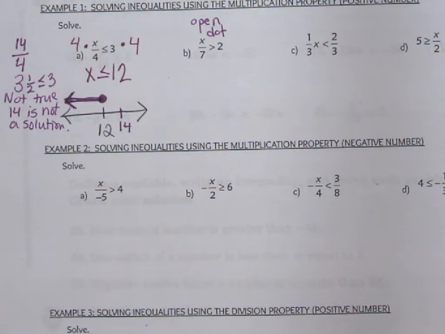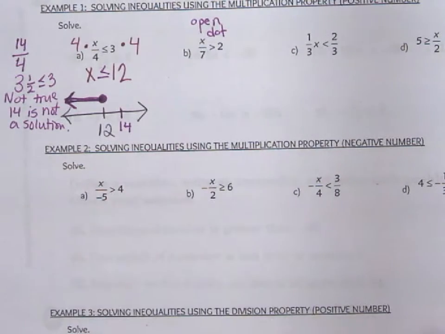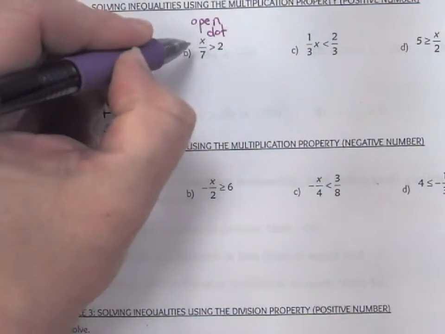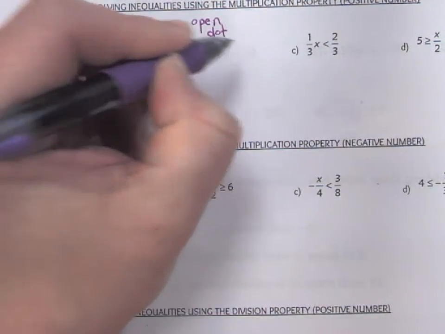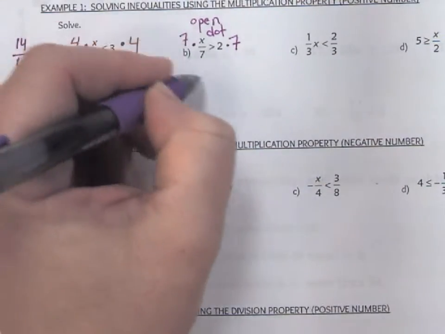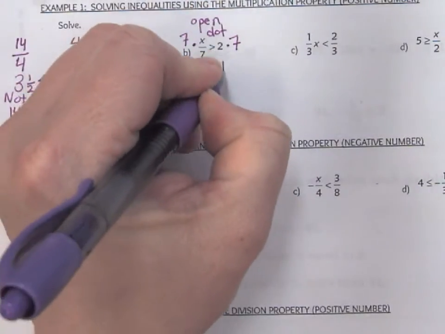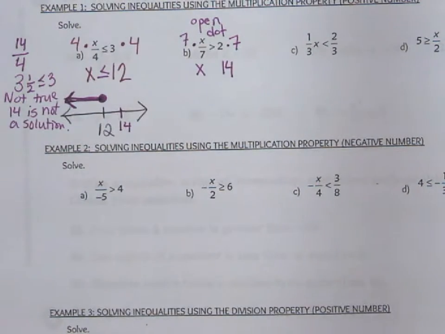Personal preference for that. All right, so now we have x divided by 7 is greater than 2. To get rid of dividing by 7, we are going to multiply. Beautiful. Multiply. Okay, so now on the left-hand side, I'm left with x, and on the right-hand side, I'm left with the 14. Okay, so we're going to wait to write our inequality until we check it with our graph.